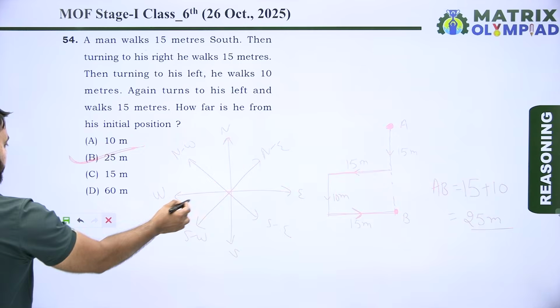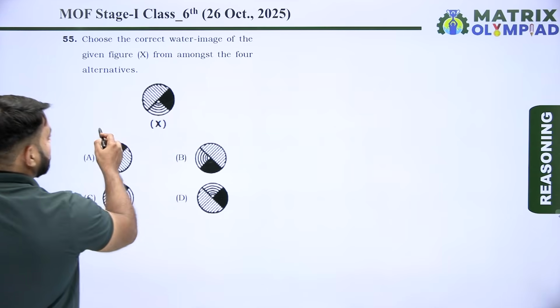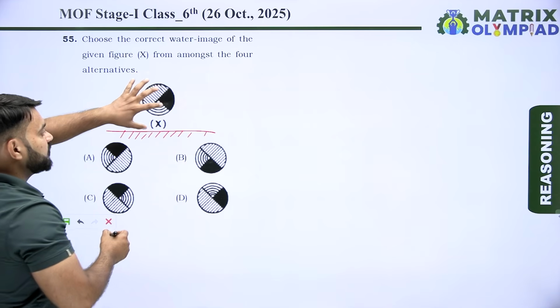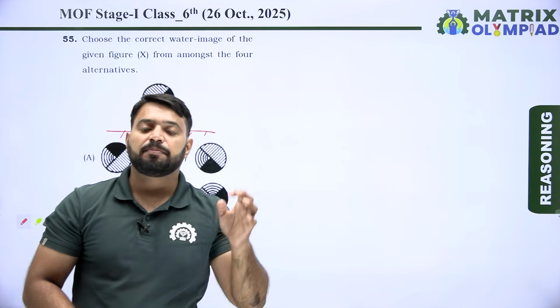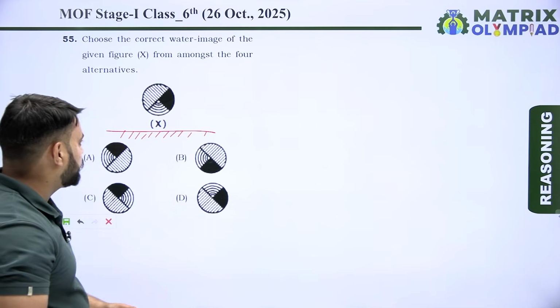Let's move on to the next question. So now the next question is question number 55. Choose the correct water image of given figure X from amongst the four alternatives. Find the water image of given figure X. So in a water image, the part of an object which is near to the water will remain near to the water in the water image.